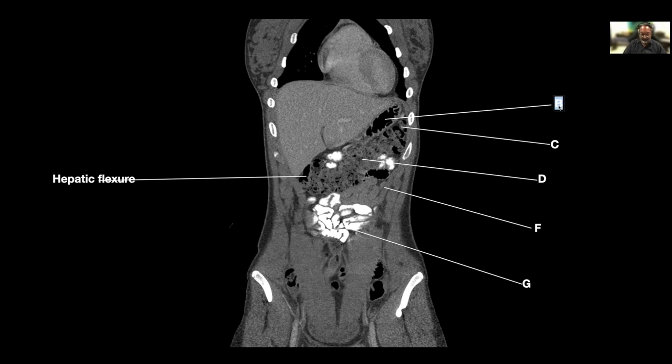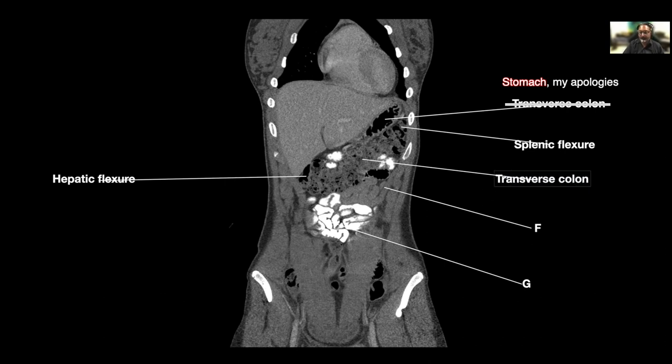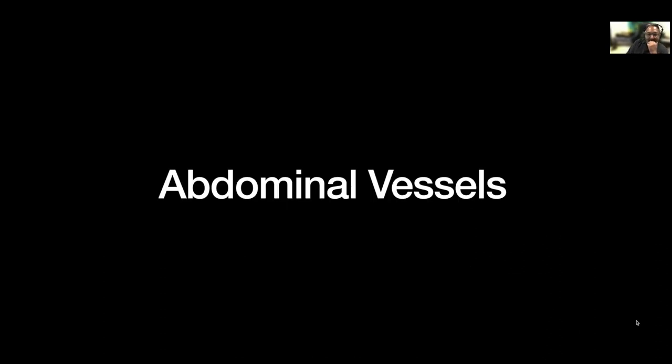Correct. C is splenic flexure. Yep. D, I think, is transverse colon. Yeah, I think that is transverse colon. Yep. G is... Oh, I didn't shoot them on. Yeah, correct. Good job. All right.